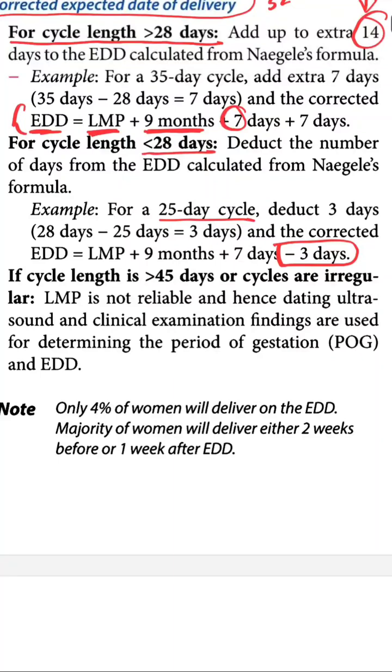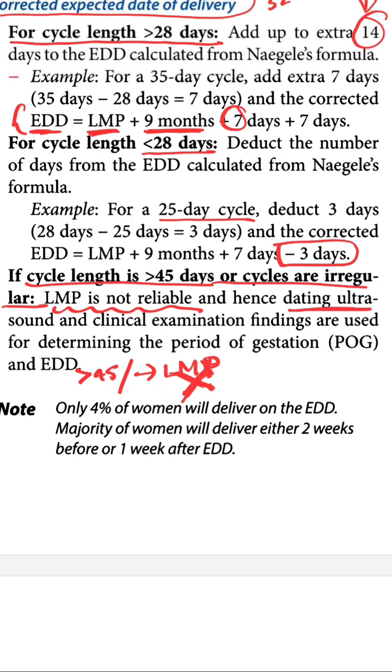Now suppose the cycle length is greater than 45 days or cycles are irregular, then what will we do? LMP is not reliable. See, for cycle length greater than 45 days or very irregular cycles, LMP should not be done because LMP is not reliable. It fails. LMP calculation fails. Hence, dating ultrasound must be done, and clinical examination findings are used for determining the period of gestation and EDD. So that time you go for a dating scan.